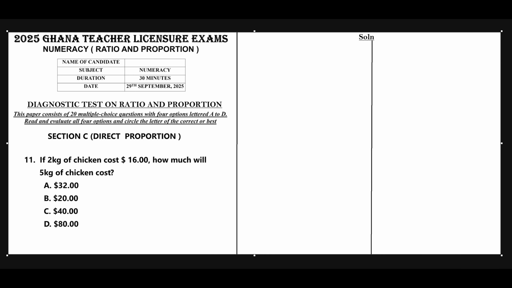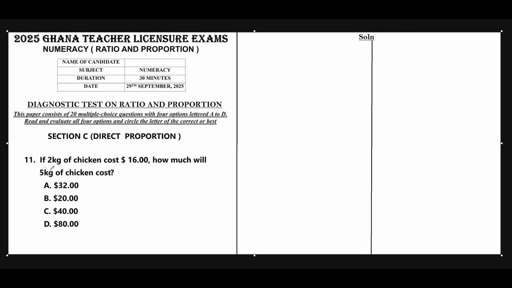Okay, so next set of questions, section C, direct proportion. So what then is a direct proportion? With direct proportion, we are looking at the relationship that exists between two quantities such that as one quantity increases, it causes a corresponding increase in the other quantity, or as one quantity decreases, it causes a decrease in the other quantity. So I will explain that using the first question under section C.